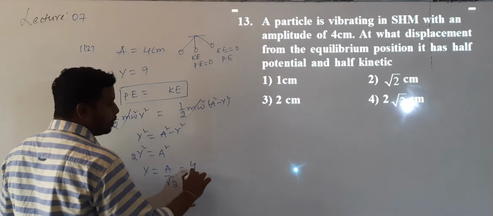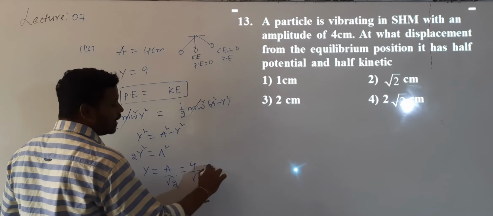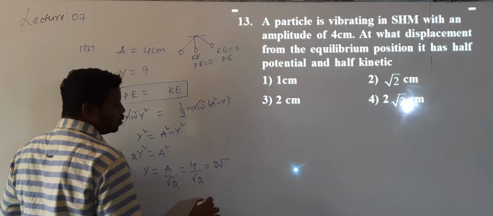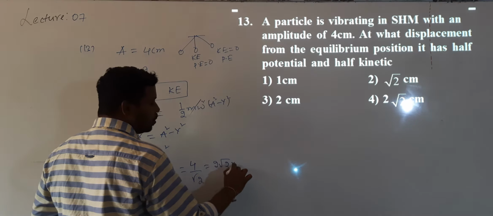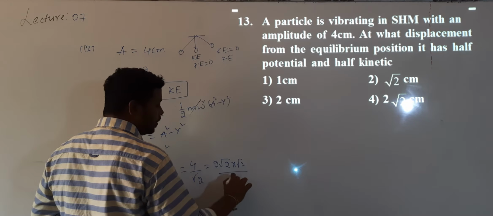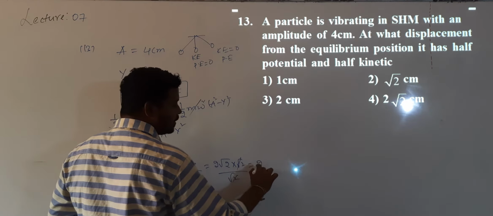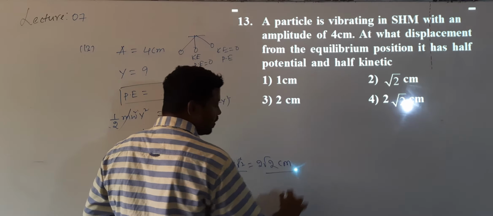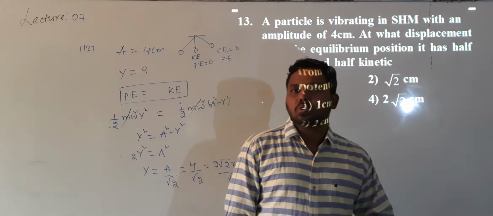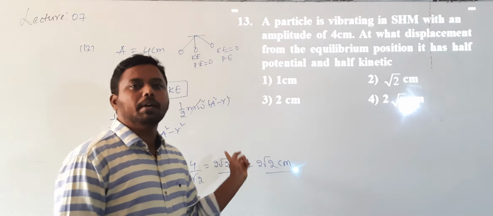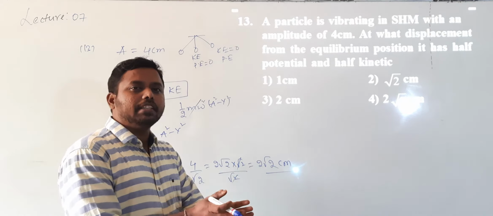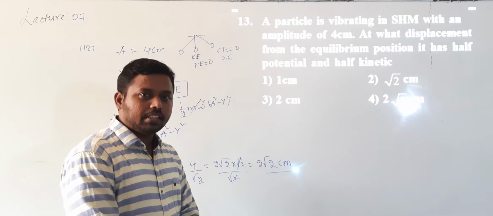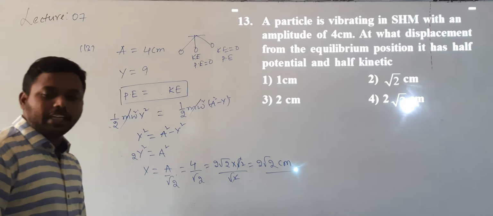Amplitude is 4 by root 2, where 4 can be written as 2 into root 2, so root 2 into root 2 by root 2. Root 2 cancels, and the answer is 2 root 2, so 2 root 2 centimeters. At a displacement of 2 root 2 centimeters, the kinetic energy is equal to the potential energy. This is question number 13.